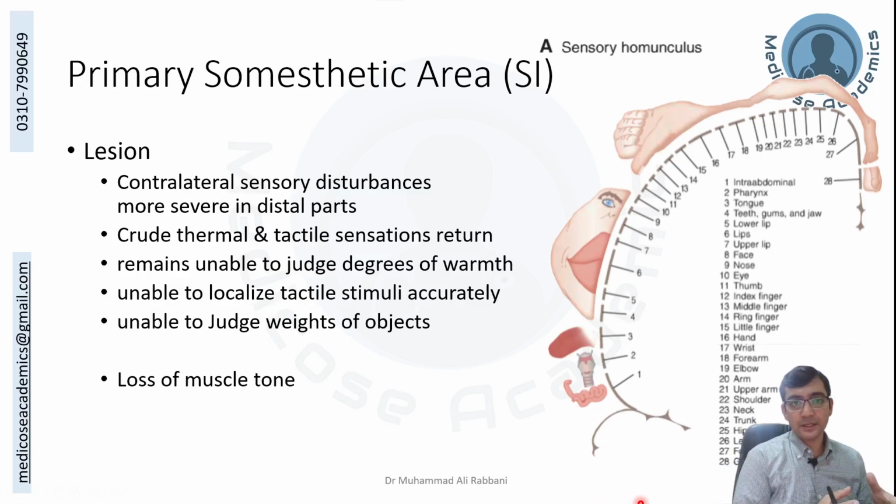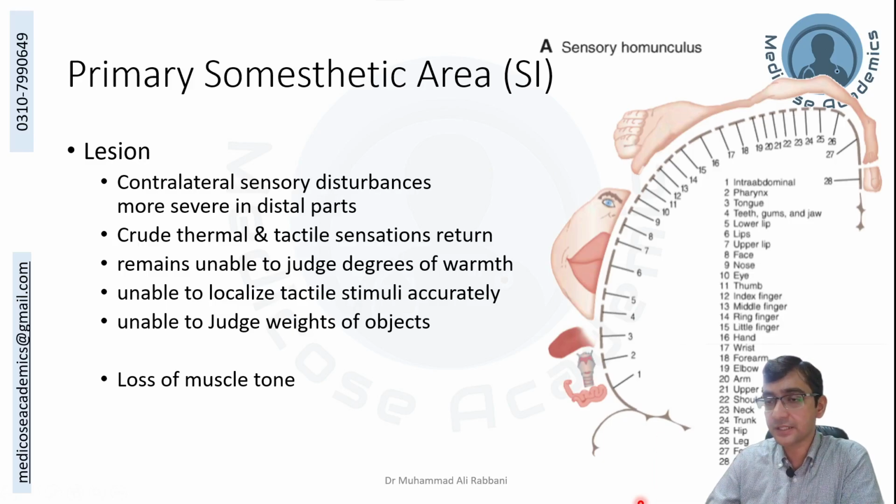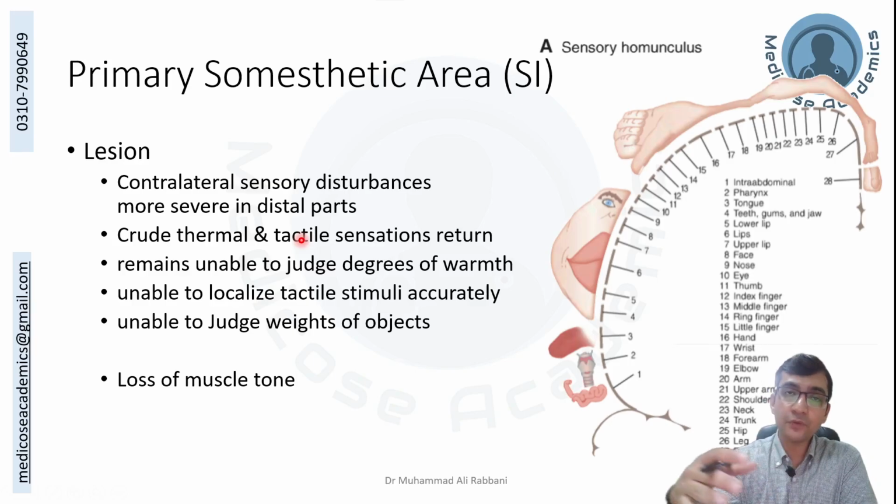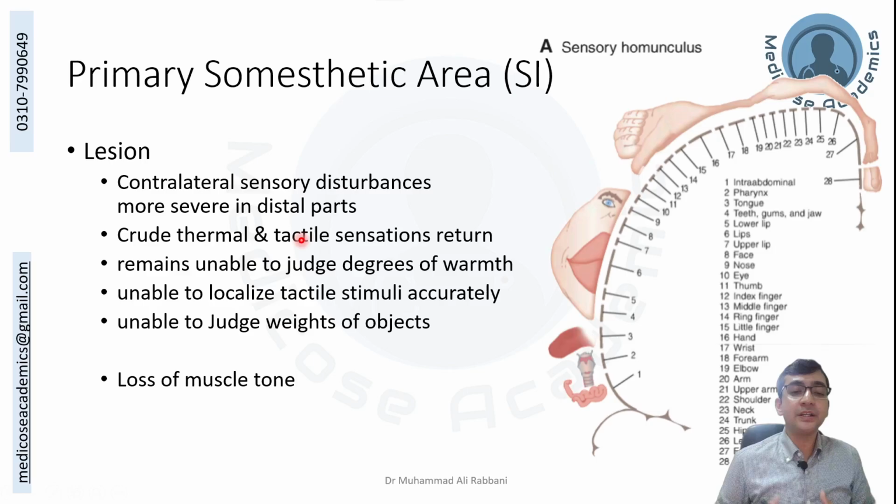So any lesion will lead to contralateral sensory disturbances, most importantly in the distal aspects. Crude touch, crude tactile and thermal sensations will return because they are appreciated at the level of the thalamus too. But even with thermal sensation being judged, he still cannot assess the degrees of warmth. Tactile sensation, he will know he has touched something, but he will be unable to give the details. What is the texture of it? What is the location of it? What is the weight of it?